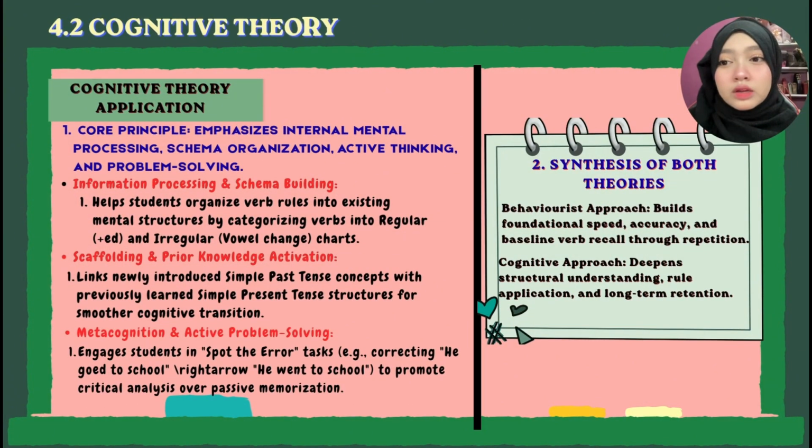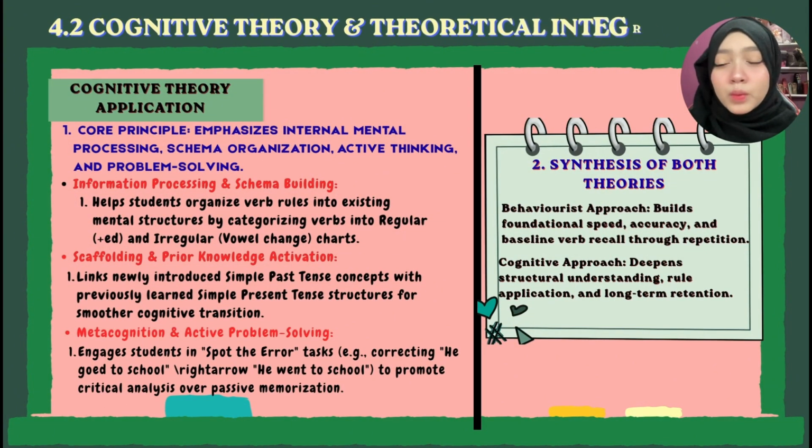And we're moving on to section 4.2, which focuses on cognitive theory, which emphasizes internal mental processing and active thinking. On this slide, we highlight three main elements. Firstly, for schema building, students organize verb rules using regular and irregular classification charts. Secondly, scaffolding connects new past tense rules with their existing knowledge of the simple present tense.